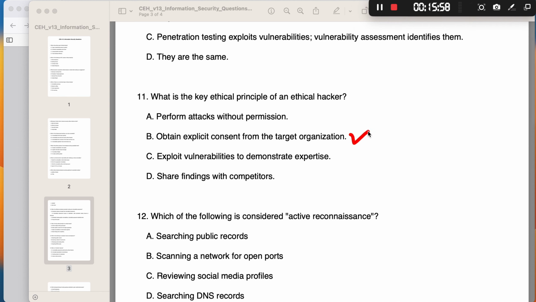Obtain explicit consent from the target organization. You want to make sure that before you run the first scan to start your engagement, you are authorized to do that. It is illegal to break into a system you don't have authorization on. So make sure that you use common sense for that. Let's go to question 12.